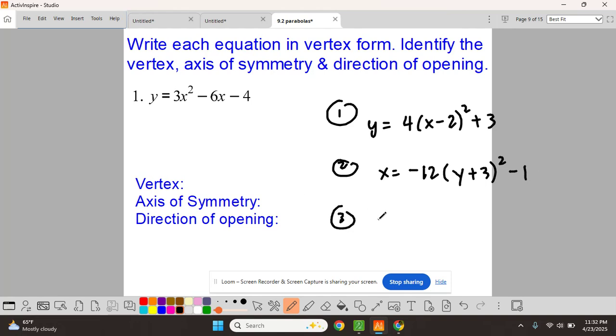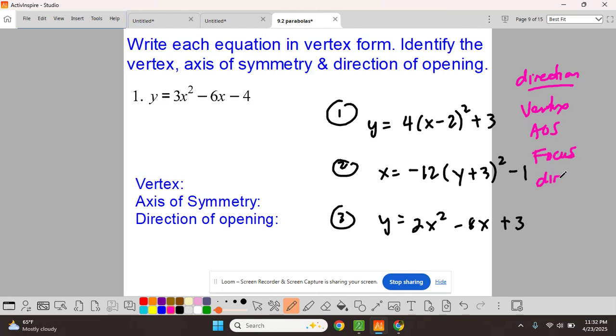And number 3, y is equal to, say, 2x squared minus 8x plus 3 here. All these three things, please graph them. For number one, I need you to find the direction, vertex, axis of symmetry, focus, of course, directrix, and that's it. Please graph them all. For number three, I want you to write also the vertex form in order for you to graph precisely.